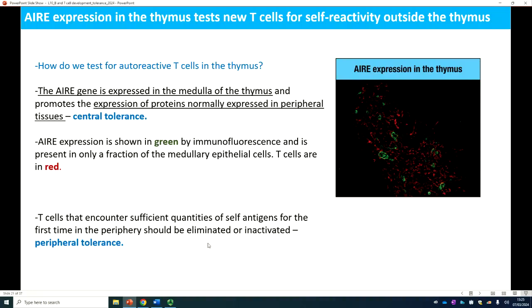And then likewise, if those T cells move off into the periphery and encounter some self-antigen that they interact with, they'll be eliminated via peripheral tolerance. So we've got central tolerance occurring within the thymus, but we've got peripheral tolerance occurring outside, because obviously it's not possible to test for everything. Some things will slip through the net, so that's why we need peripheral tolerance as well as central tolerance.